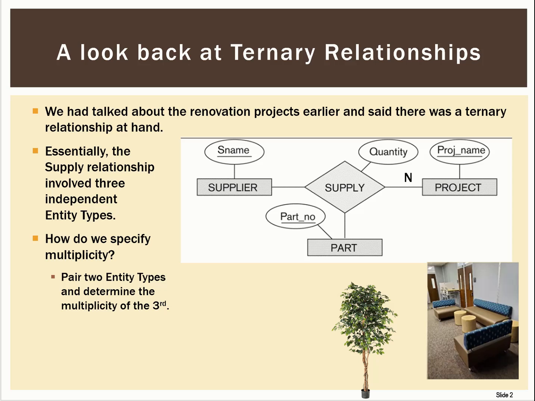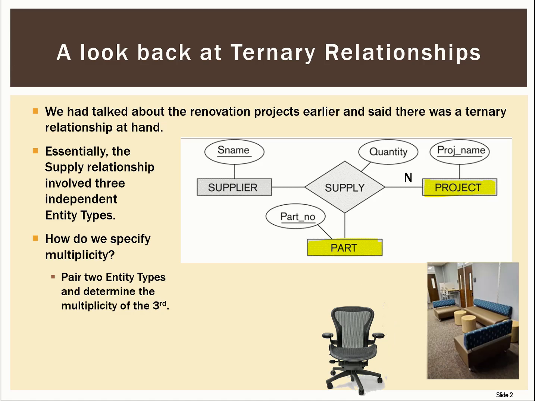Okay, so now that we have the N identified, the cardinality nearest to project, let's pick two different entity types. Let's pick the project and the part. In this case, it could be the Robinson renovation project and the ficus tree part. And if I take any pairing of project and part, the question is, would they be provided by one supplier, or could they be provided by many suppliers? Now you might think that the ficus tree is provided by one supplier, Plants Are Us, but you have to think about every possible pairing of a project and a part.